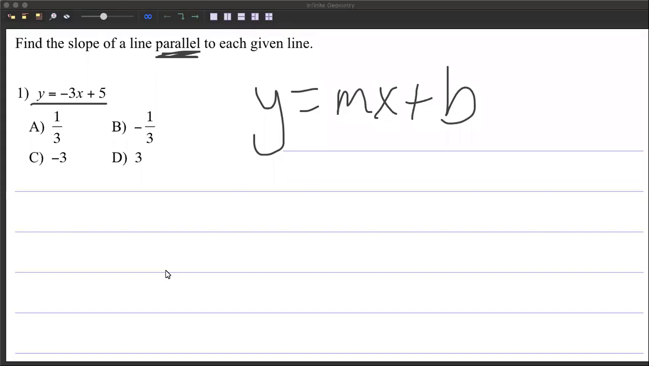All right, so we're talking about finding the slope of a line parallel to this one. This one's nice and easy because it's already in y equals mx plus b form. So if you know the slope of the line that's there, you know the slope of the parallel line.